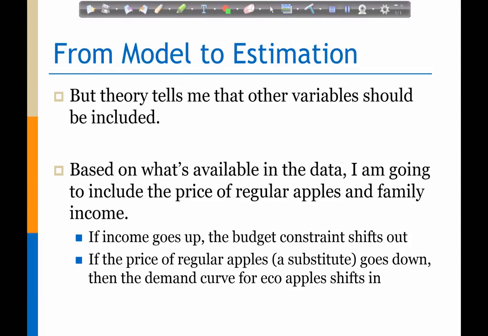Theory, however, tells me that I should include other variables in my model. Based on what's available in the data, I'm going to include the price of regular apples and family income. We know that if income goes up, the budget constraint shifts out, and the family can move to a higher indifference curve. And if the price of regular apples goes down, the demand curve for eco apples would shift in, because people will buy more regular apples, and they will buy fewer eco apples.